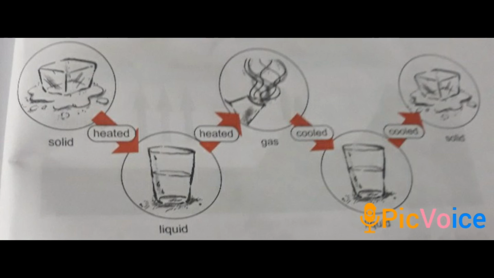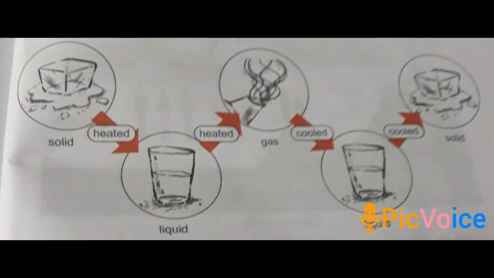When we heat water, it changes into water vapors. This process of changing from a liquid to a gas state on heating is called evaporation. When a gas changes to a liquid state on cooling, the process is called condensation.